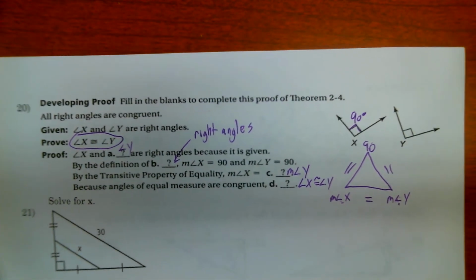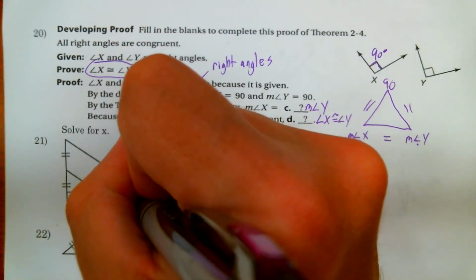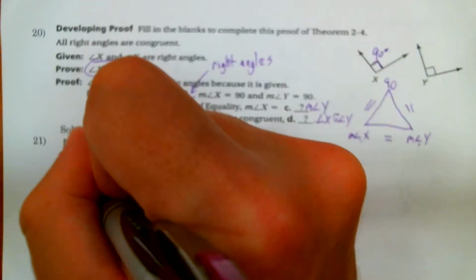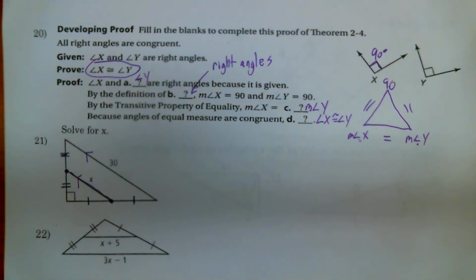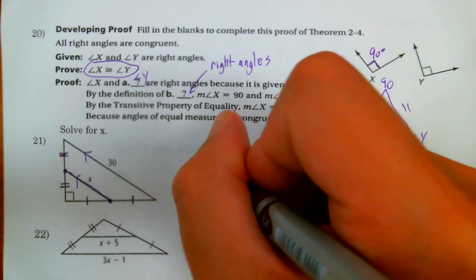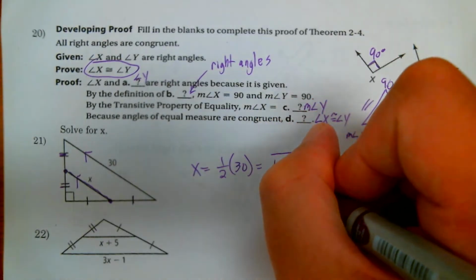Moving on. Number 21, midsegment. A midsegment is half of the base. How do I know I have a midsegment? I have a tick and a tick, double tick and double tick. So that means this one right here is a midsegment. Number one, it's parallel to the base. Those sides are parallel, and it's half of the base. So if the base is 30, then X is 1/2 of that, which is 15.